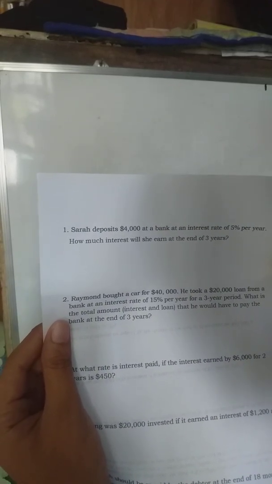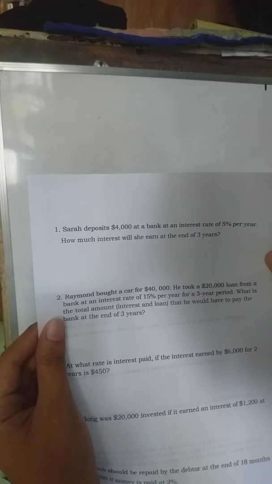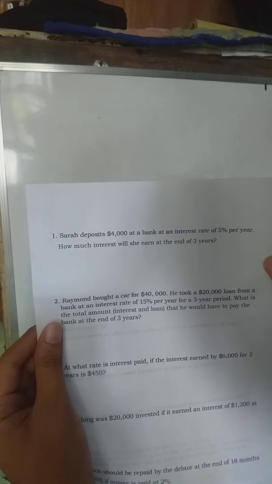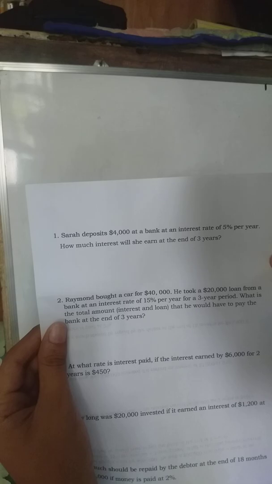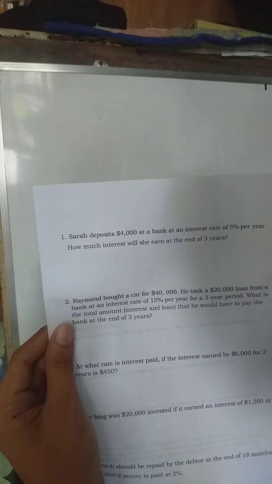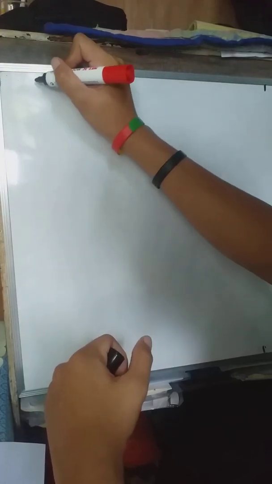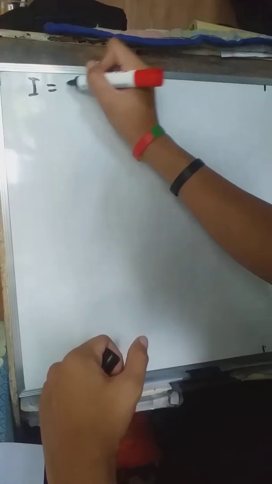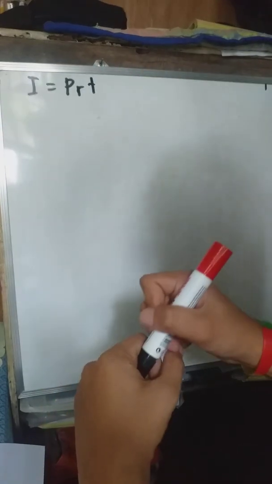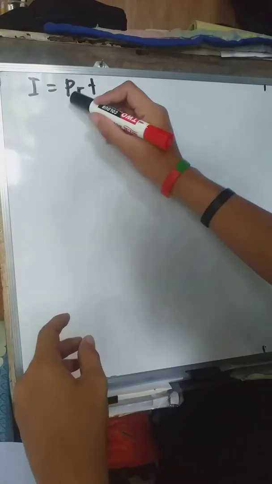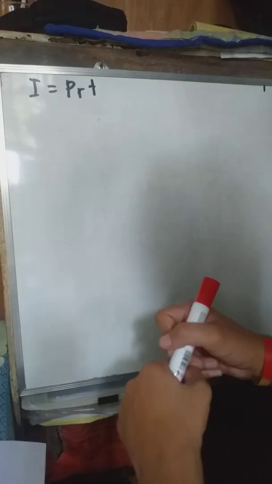Number 1, Sarah deposits $4,000 at a bank at an interest rate of 5% per year. How much interest will she earn at the end of 3 years? So, ang hinahanap po dito is interest. So, number 1, the formula for interest is I is equal to PRT. I for interest, P is principal, R is rate, and T is time.